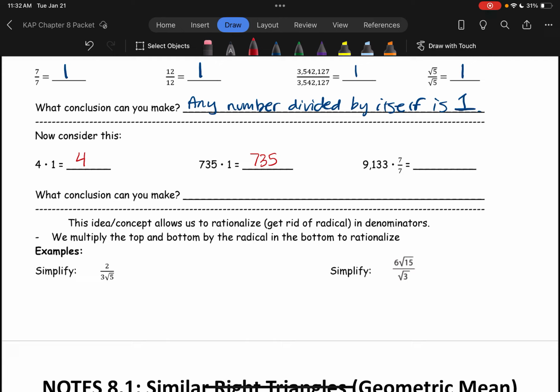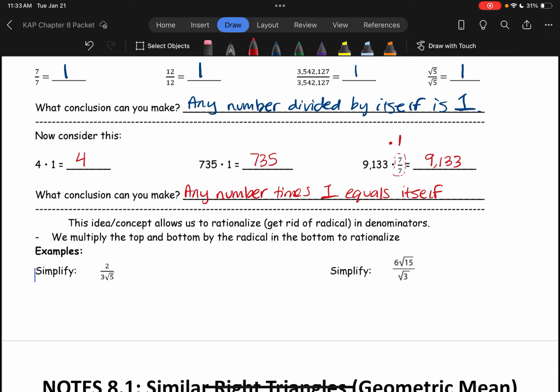9,133 times 7 over 7, well, let's take a look at that 7 over 7 again. 7 over 7 is pretty much just the same as multiplying by 1. So 9,133 times 1 is just 9,133. So as we look at these examples, what conclusion is it that we can make? What we can understand here is that any number times 1 equals itself.